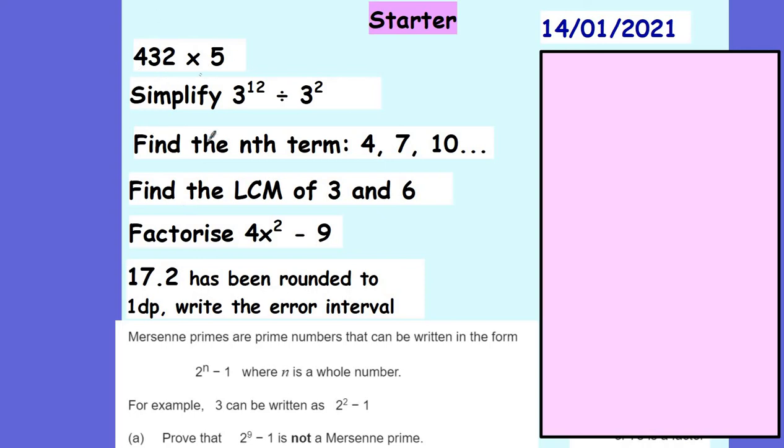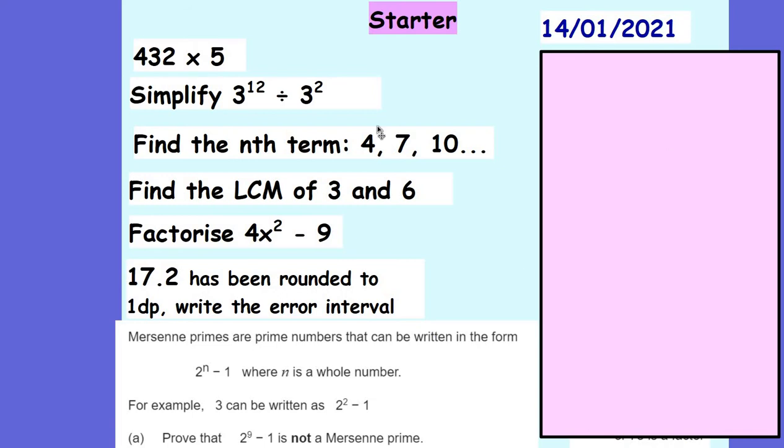There's a multiplication, a simplification using index laws. Can you find the nth term of this sequence? What's the lowest common multiple of 3 and 6? Can you factorise 4x squared subtract 9? If 17.2 has been rounded to one decimal place, can you write the error interval? And there's an extension question from a GCSE paper at the bottom to have a go at if you're feeling more confident. So pause the video for 5 minutes and have a go at these questions now.